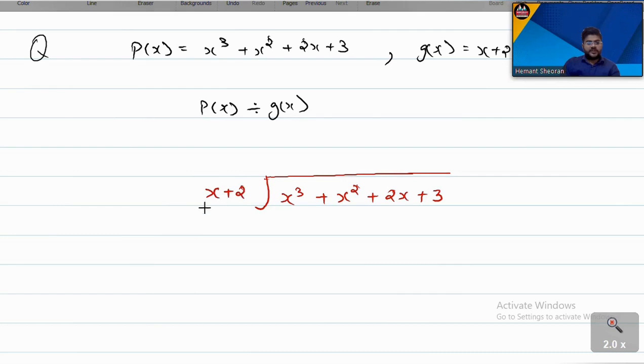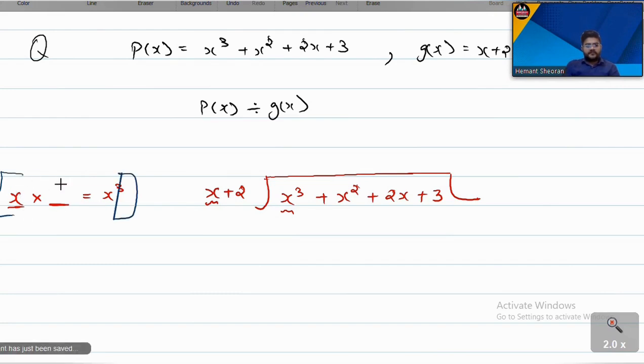x plus 2 needs to be multiplied with what so that you will get x cube, okay? That part you have to think about. You just have to think with x, what number we multiply so that we get this first term, x cube. Our first term of divisor is x, our first term of dividend is x cube. So we need to search for that pair which you will multiply in this divisor so that you will get x cube. So x multiplied by what will give you x cube? That will be the first term of the quotient. Get it? So with what number are you going to multiply it? x needs to be multiplied with what so that you will get x cube?